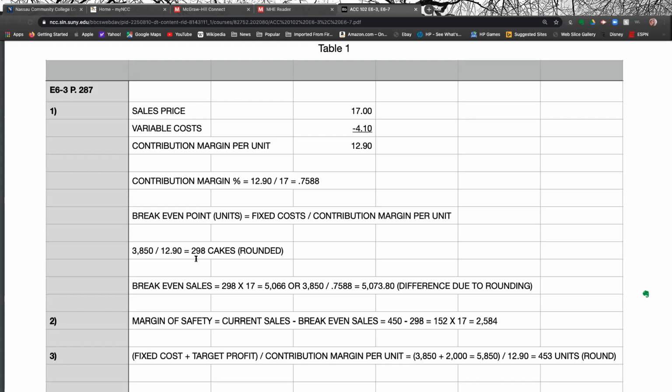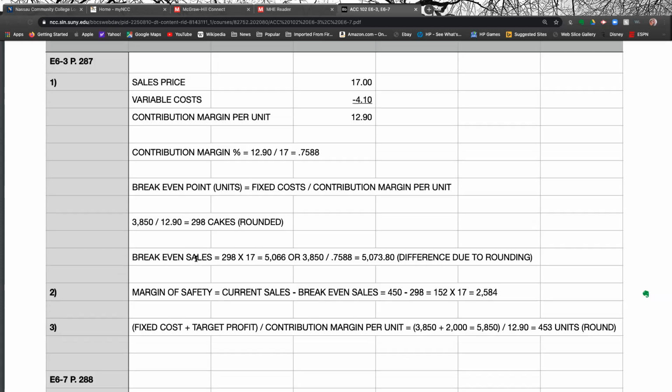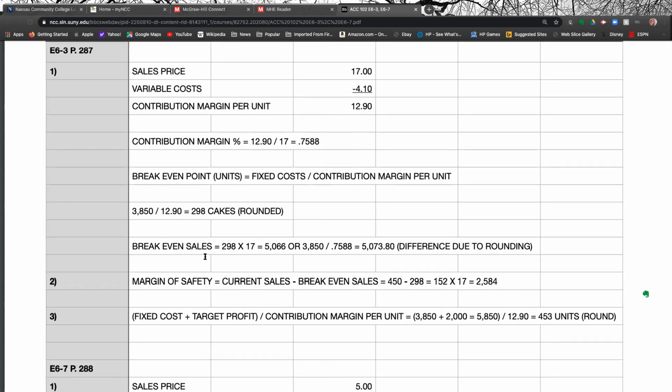Now, what about in terms of sales? Well, if I multiply 298 cakes times the selling price of $17 a cake, that comes out to $5,066. Now, there's another way to calculate sales dollars, which is to take the fixed cost and divide it by that contribution margin ratio. Do you remember that in the text?